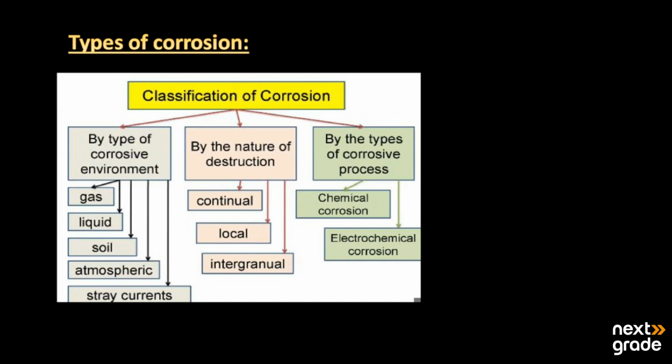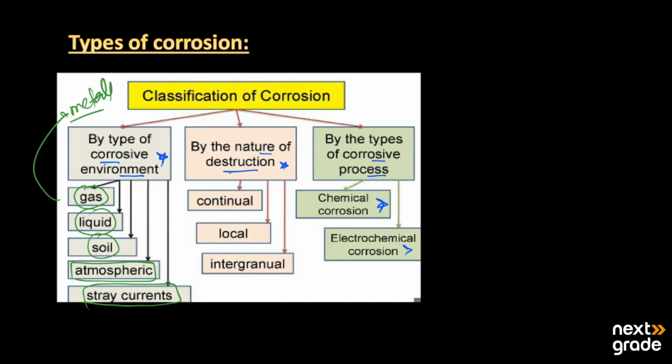Now here we have the types of corrosion. Basically, the classification of corrosion happens on three bases. The first is by the type of corrosive environment, that is, what type of environment is present around the metal. Second, by the nature of the destruction, that is, how the metal undergoes the destruction process. And third, by the type of corrosive process, which may be a chemical process or an electrochemical corrosion. So by the type of corrosive environment, it may be gas, liquid, depending upon the soil, the atmospheric region, or the stray currents happening in the metals.